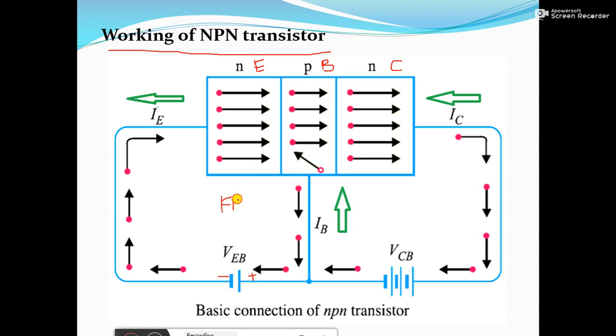It is forward biased. Okay. And here the base to collector junction: you can see the collector terminal is connected to the positive terminal of the battery and the base, which is a P terminal, is connected to the negative terminal of the battery, so I can say this junction is reverse biased. Since the emitter to base junction is forward biased and the collector to base junction is reverse biased, I can say this is operated in active region.